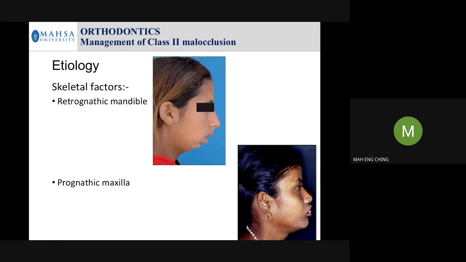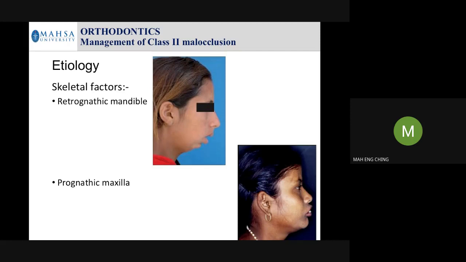So the etiology: what caused the Class 2 skeletal pattern or Class 2 malocclusion? It can be caused by a few factors, mainly skeletal, and the other one is dental. Let's look at the skeletal first. It can be due to a retrognathic mandible, which means the mandible is too short.